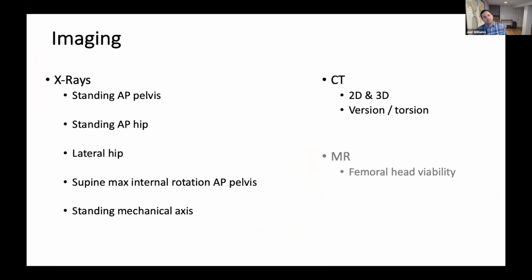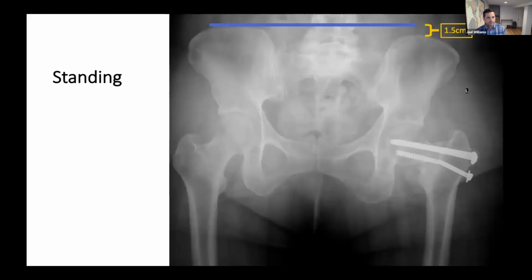The imaging protocol is listed here. The x-rays that I commonly get are on the left. I do get a CT scan for pre-op planning in virtually all these cases. And I put MRI on this slide, but it's in gray, and that's sometimes indicated. We'll get into one slide where I think it's relevant.